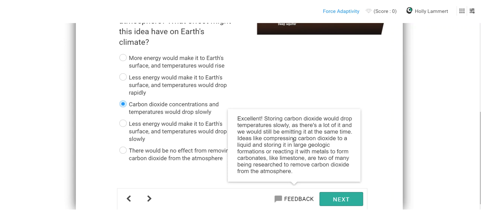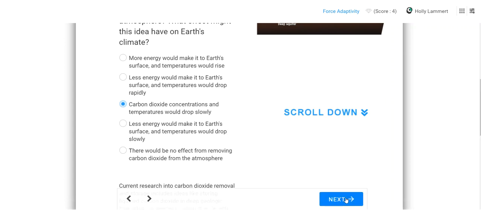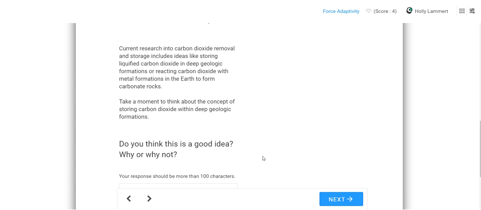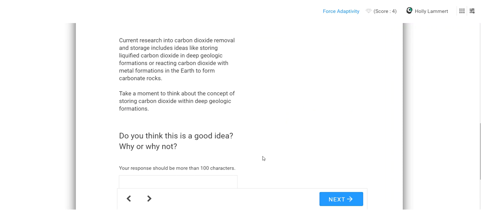Ideas like compressing carbon dioxide to a liquid and storing it in large geological formations, i.e. rocks, or reacting it with metals to form carbonates like limestone are two of the many ways being researched to remove carbon dioxide from the atmosphere. Current research into carbon dioxide removal and storage includes areas like storing liquefied carbon dioxide in deep geological formations or reacting carbon dioxide with metal formations in the earth to form carbonate rocks.